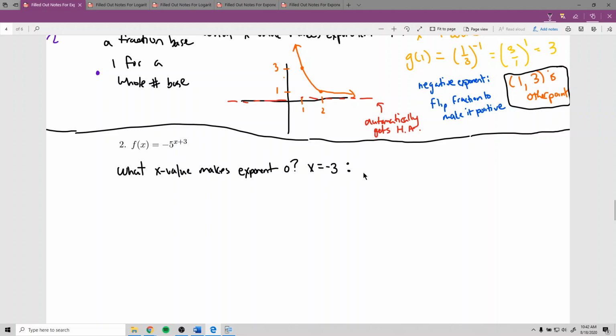So we plug in x equals -3, we get f of -3 equals -5 to the 0 power. Now anything raised to the 0 power is 1, but only 5 is being raised to the 0 power. The negative is out front. So if you want to simplify this, which you really need to because you got to plot it eventually, 5 to the 0 is 1, and we got the negative out front. So our first point we're going to plot is -3, -1.